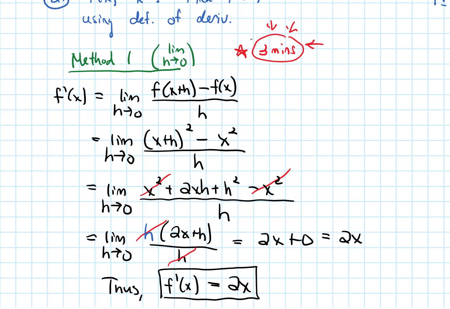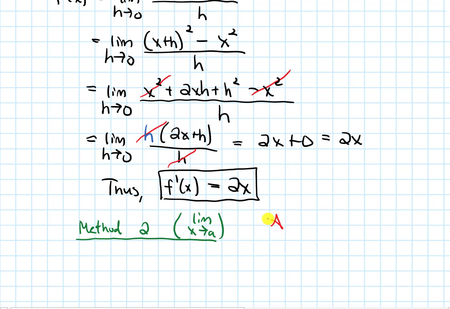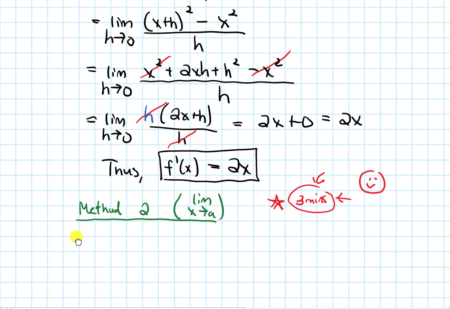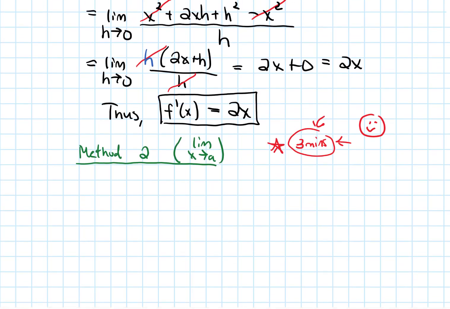So let's now do it using our other limit definition, just to show that we get the same thing and to compare the two methods. So the second method is we're going to do the limit as x approaches a. And I want to first give you a chance to try it. So pause that video for 3 minutes. 4, 3, 2, 1. Pause it and try it for 3 minutes. Alrighty. So hopefully you did that. Hopefully you paused it and tried it for about 3 minutes. Let's talk about it together.